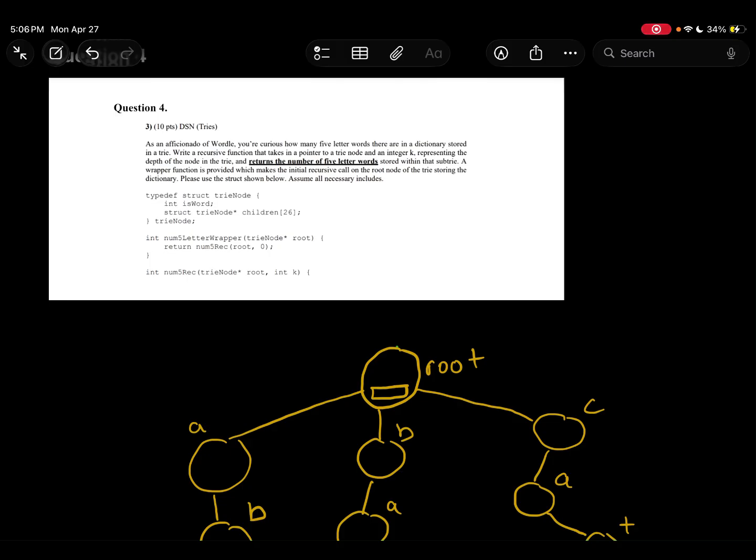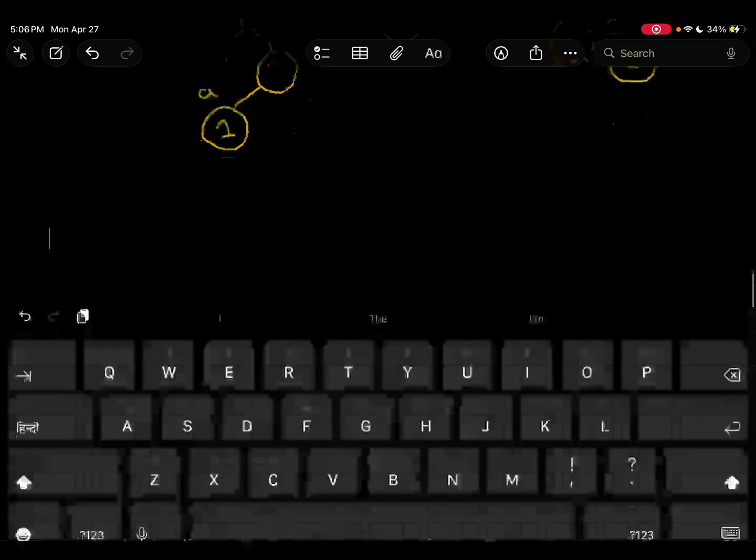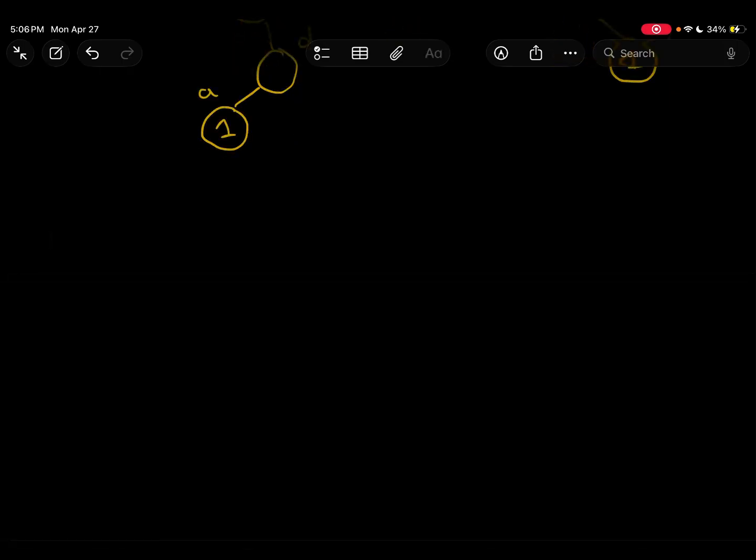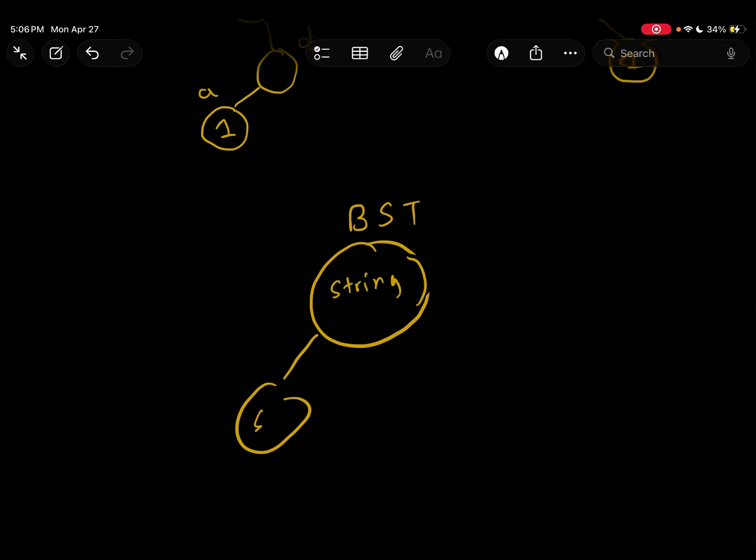First of all, we need to understand the motivation behind tries, the reason why we use a trie data structure and not a binary search tree like we did in PF5. Let's say we have a binary search tree, let's call it BST, and we maintain strings in it. The problem with maintaining strings in a binary search tree is what?